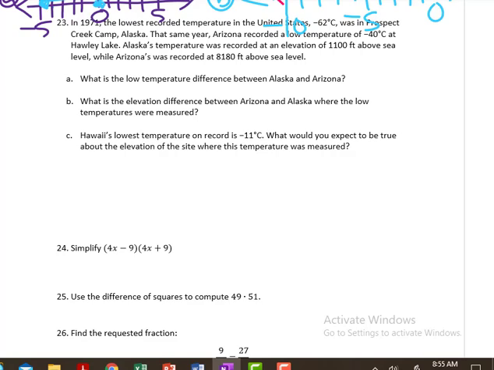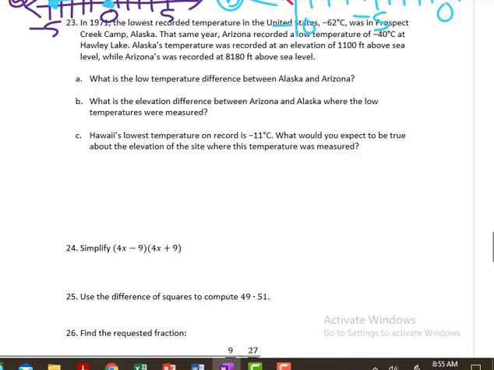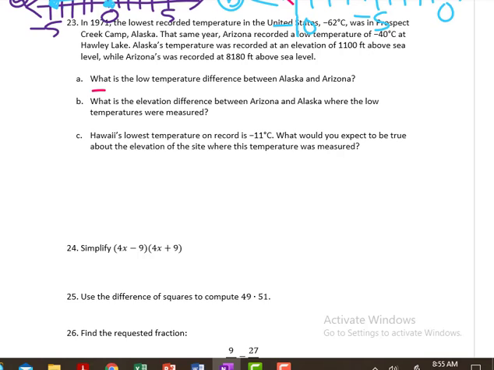So we'll start with the Alaska temperature, and we're looking for the difference, so we will be subtracting. So it would be a negative 62 minus a negative 40. Remember that minus a negative turns into a positive, and you end up with negative 22 degrees Celsius difference.